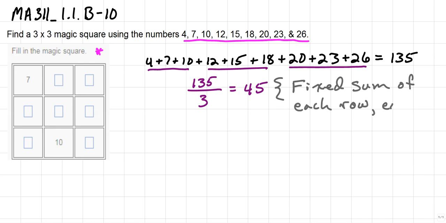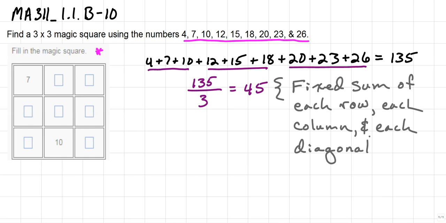also each column and each diagonal. Now, there are 3 rows, there are 3 columns, and there are 2 diagonals.